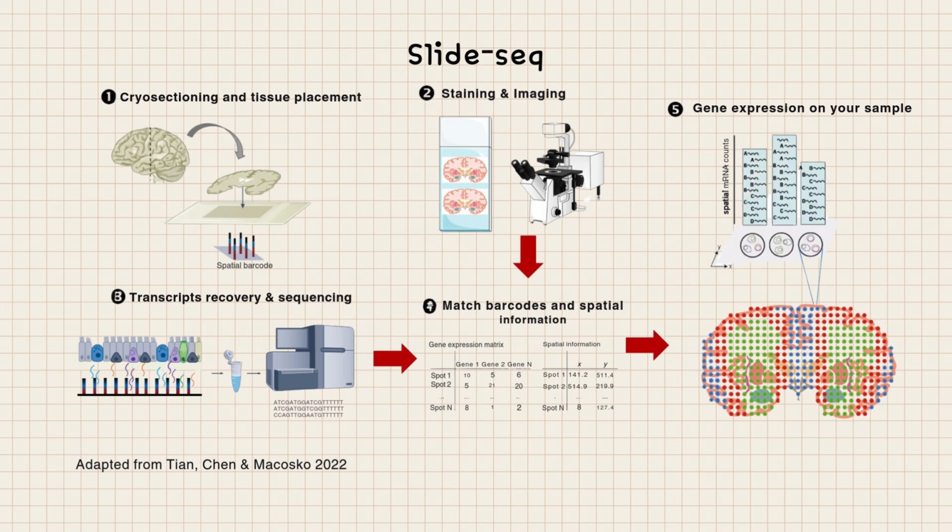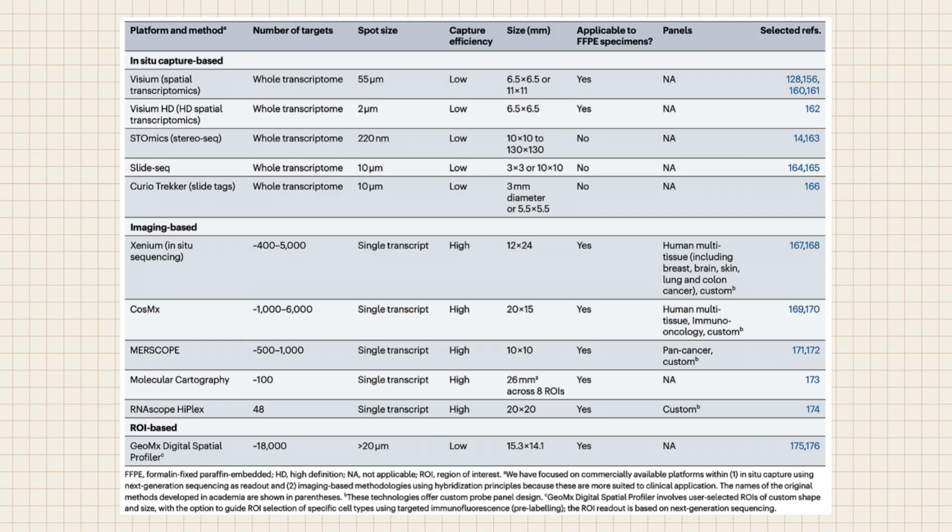Another notable method is slide-seq. In slide-seq, tissue sections are placed on a surface coated with microsphere beads containing barcodes. These beads capture RNA, and the unique barcode of each bead helps spatially position the transcriptomic data. Like 10x Visium, this also generates high-resolution gene expression maps. Both Visium and slide-seq are in situ-based technologies.